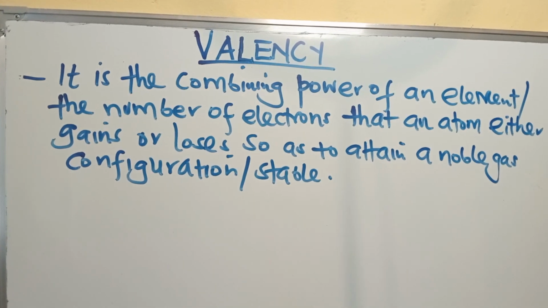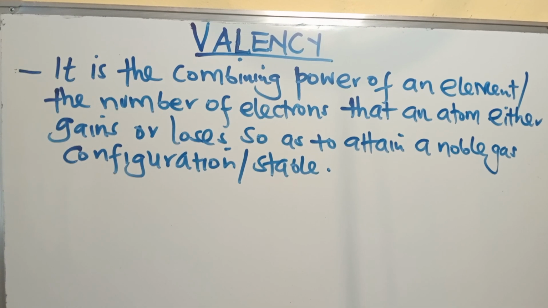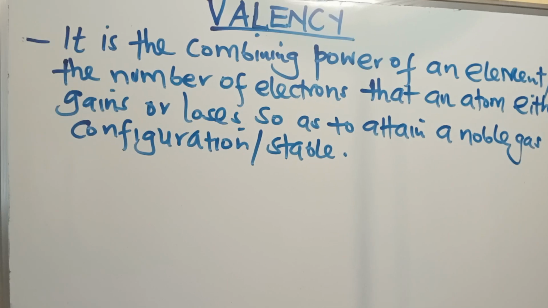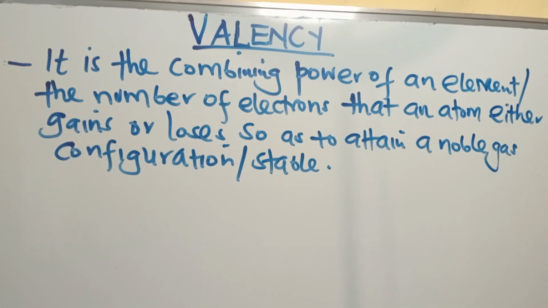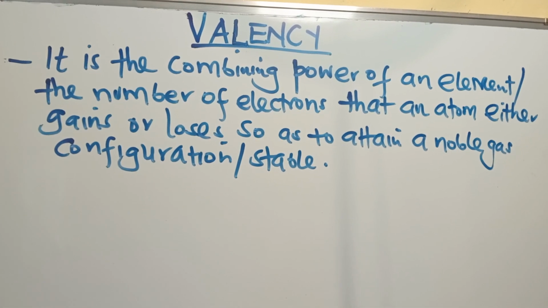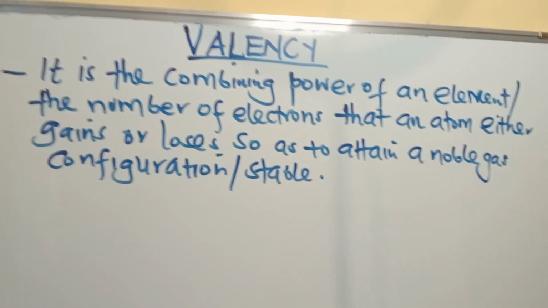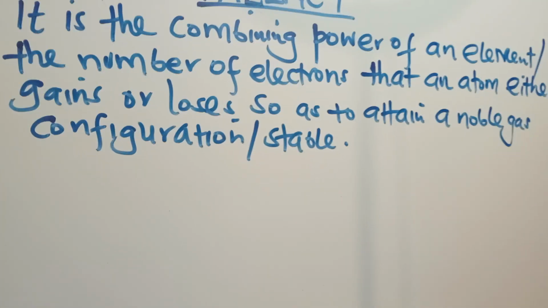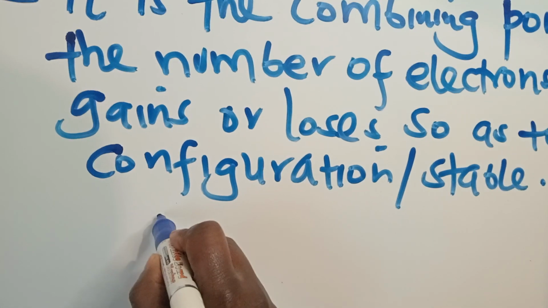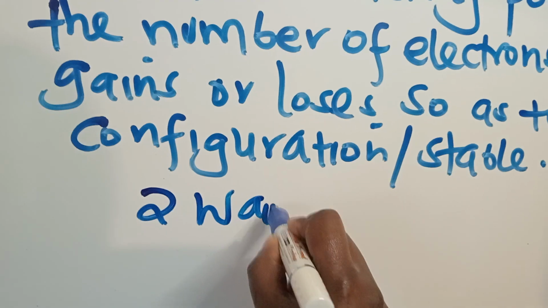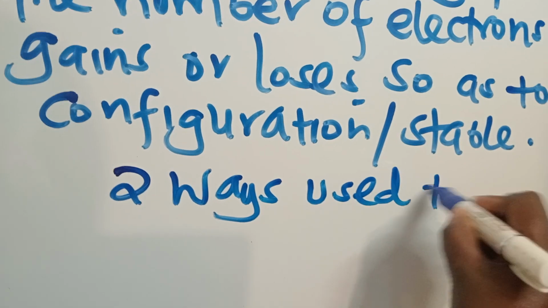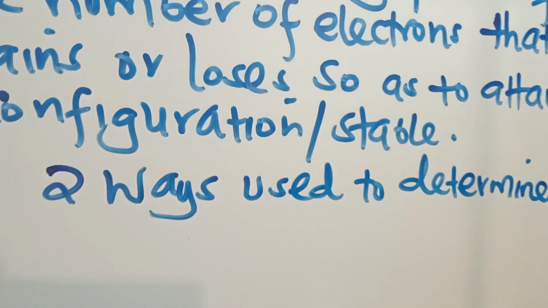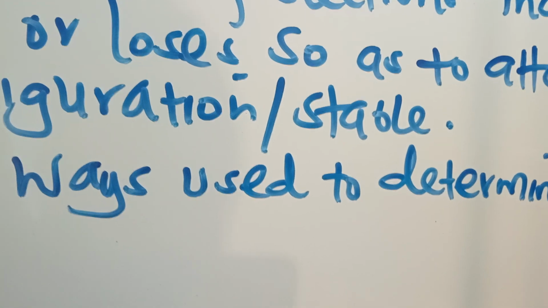So when electrons are lost or gained, that is to make an element become stable. I'll be showing you two major ways through which you are able to determine the valency of either elements or even radicals. So one of the ways, write a subtopic: two ways used to determine valency.